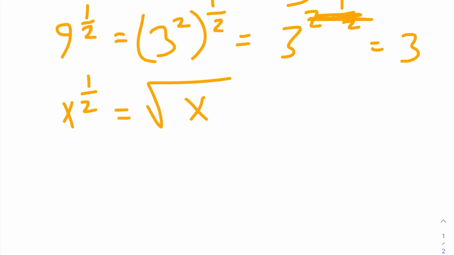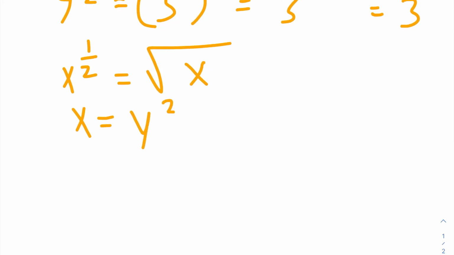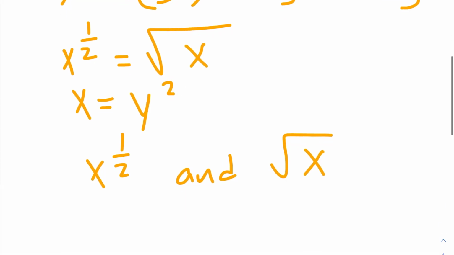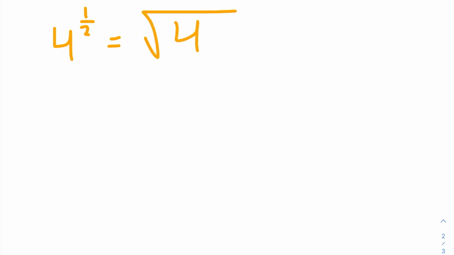If x were equal to y squared, both x to the power of 1/2 and square root of x would get rid of that exponent next to the y. So let's go do some examples now. What is 4 to the power of 1/2? Well, we just learned that that is equal to the square root of 4, which is equal to 2.